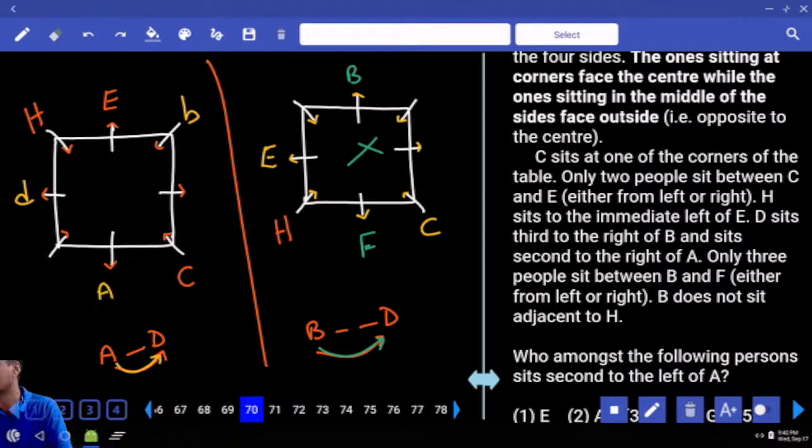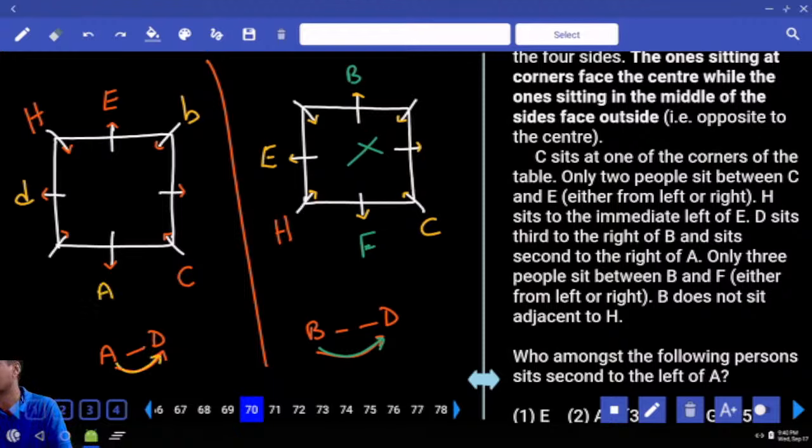H. Any other information we have? D sits to the right of B, and sits second to the right of A. 3 people between B and F. B and F, how many people? 3 people. Now, if F is here, then who is the person left over? No, G is the person. Clear? This is the final arrangement.